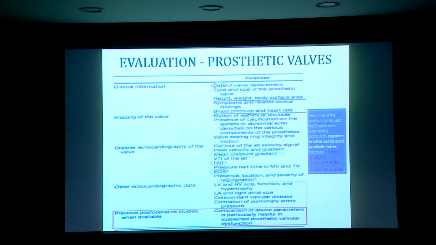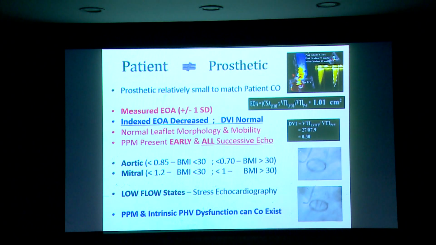All this data needs to be compiled and should be kept with the patient each time for comparison in subsequent echoes. One of the important things we cannot forget is the BSA, the height and weight of the patient, the body surface area, because that's important for calculating patient prosthesis mismatch. So what is patient prosthesis mismatch? The prosthetic valve is too small for the patient.